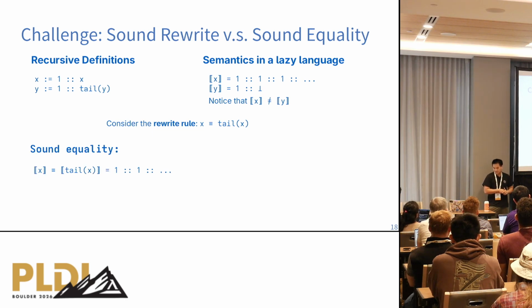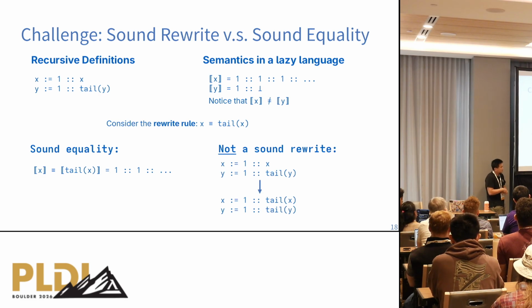This indeed is a sound equality because if we take the tail of x, it's also an infinite stream of 1, and that is indeed equal to the semantics of x. However, it's not a sound rewrite because we can rewrite the fixed point equation into the fixed point equation on the bottom, and by bisimulation, we can conclude x equals y, and that is unsound, right?